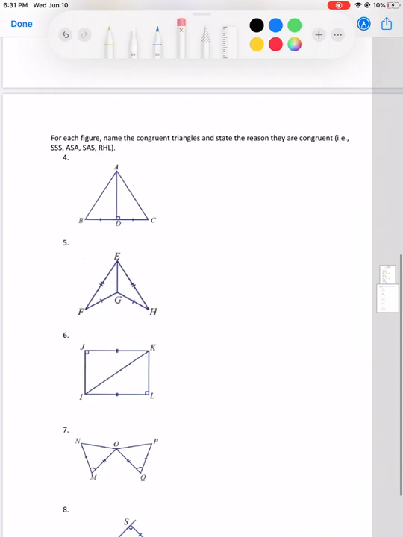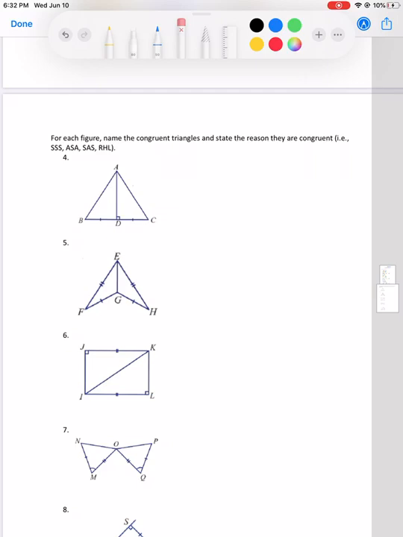All right, class. What we're going to do is start using the triangle congruence tests that we discovered in our exploration. We need to first name the congruent triangles and state the reason why they're congruent. First, we'll identify the triangles that we want to show are congruent. And then we will establish congruency by identifying a test and then showing the correspondences.